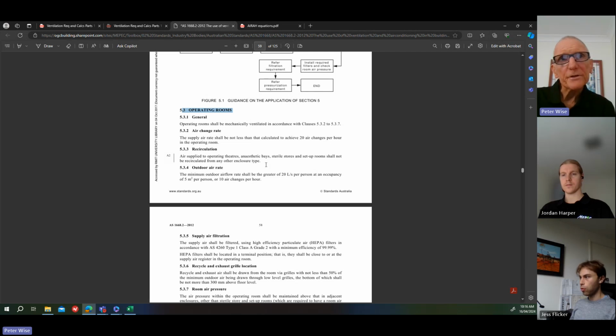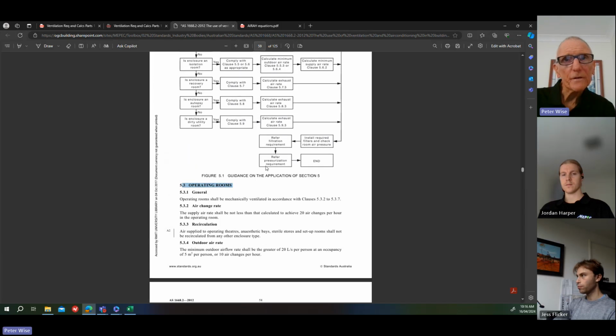If they have procedure rooms, or they might have sterile rooms, then you need to go back to AS 1668 Part 2. So that's where you would use it, in the absence of a standard governing the project, such as a local state health standard. That makes sense.